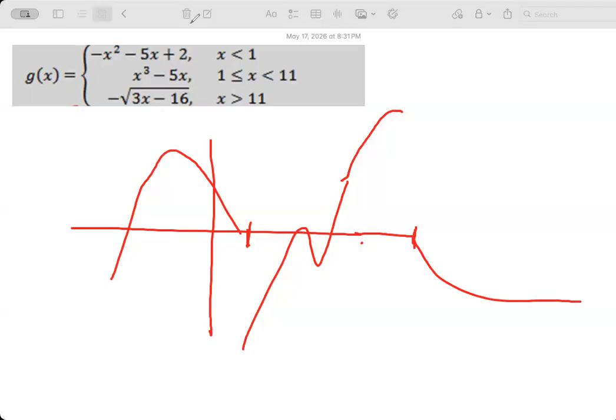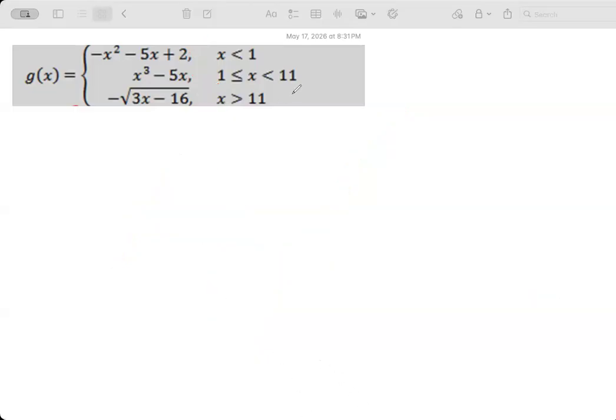That's what I see. Because it's split into 3 pieces. One is a parabola, a cubic function, and then an inverted, reflected square root function I have. That's all I know about this. Okay. This is a piecewise function.